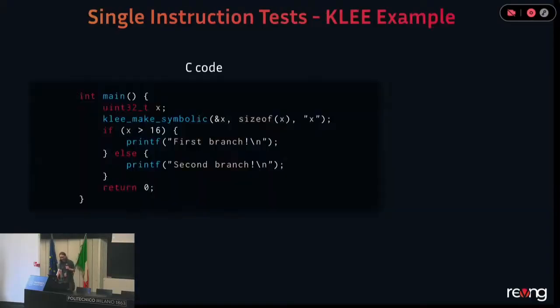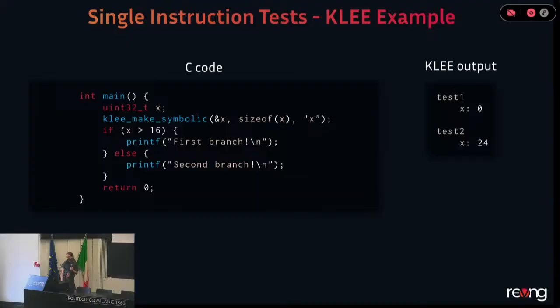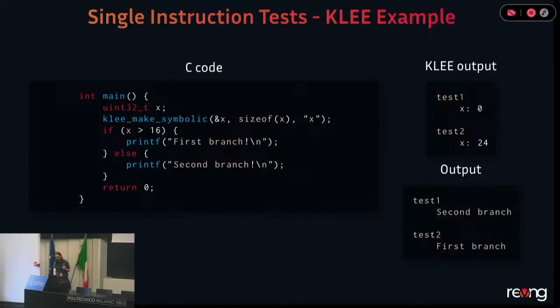So as a quick example, this is a little bit of a dummy example, but we have a variable x, and we print first branch or second branch, depending on the value. The value of x is set by the CLE make symbolic call. So if you compile it as a program, you can link against CLE, and then CLE will provide a constant. If you compile it to LLVM IR and run it through CLE, then that's when it does the SAT solving. So if we do the SAT solving, we'll get two test cases, one where x is 0 and one where x is 24. Meaning we take the second branch and then the first branch. So if we were to compile it and run the tests, this is what we would see.